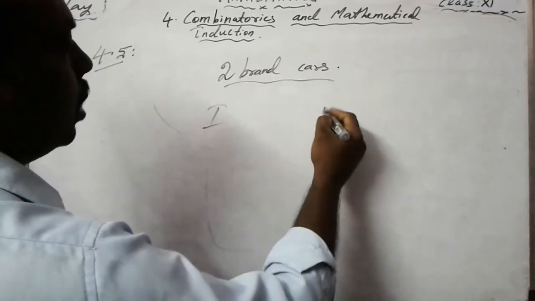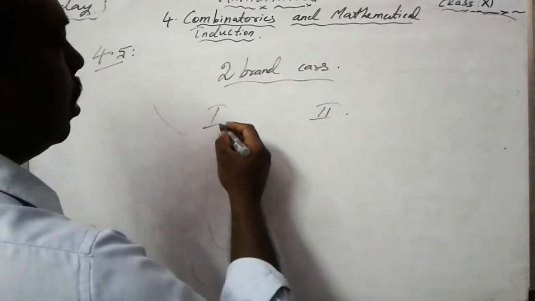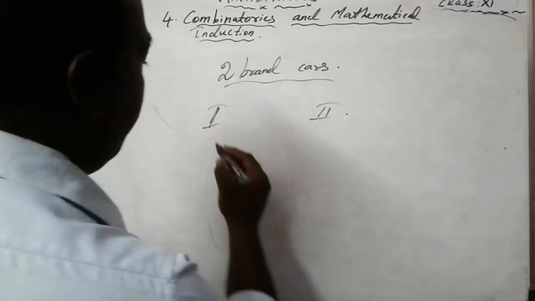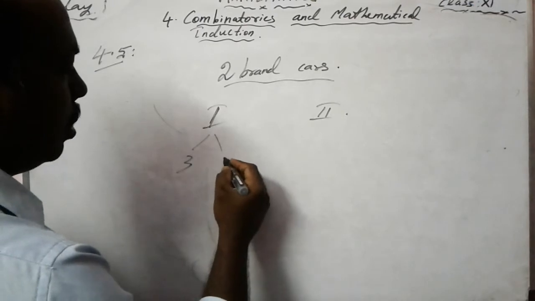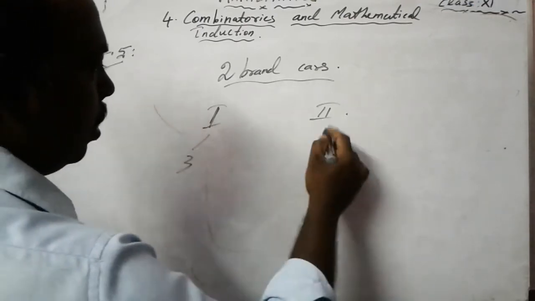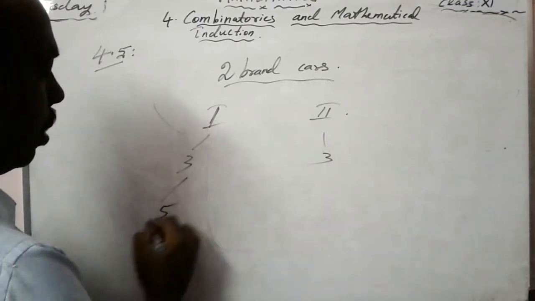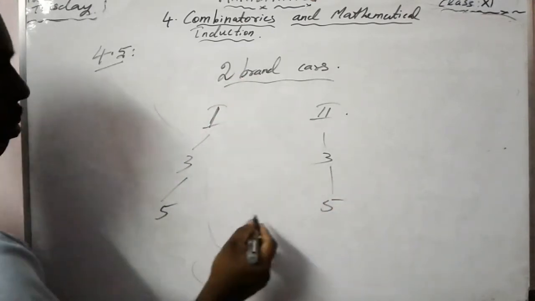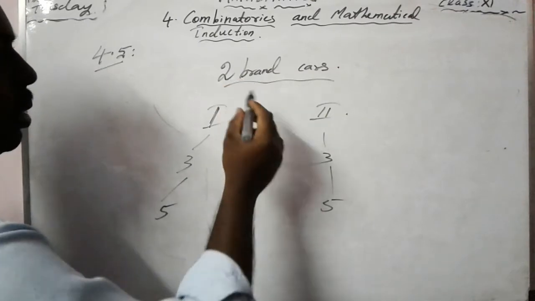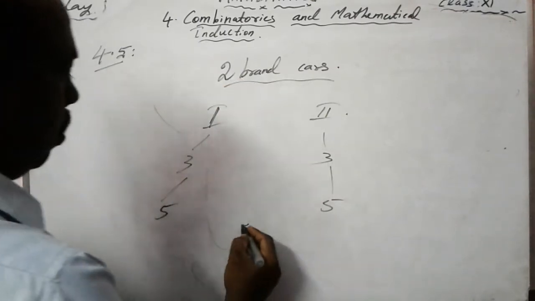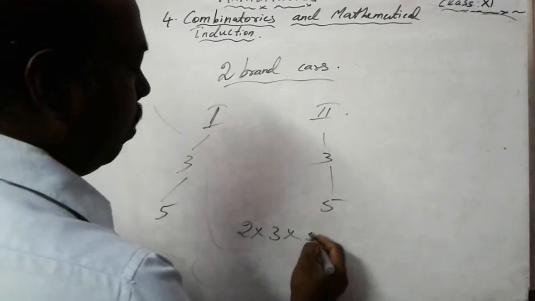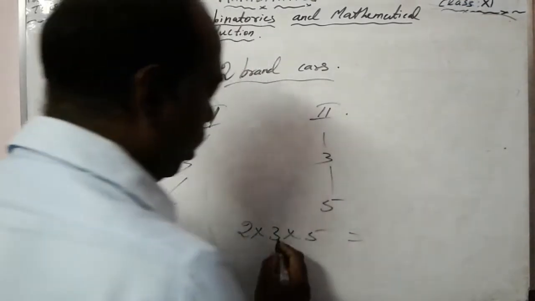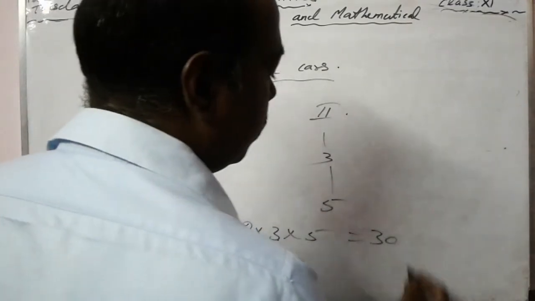First brand, second brand. How many models? There are three models and five different colors. So you write, we want to select a car, one car. So 2 × 3 × 5, am I right? That is equal to 30. 2 × 3 = 6, 6 × 5 = 30.